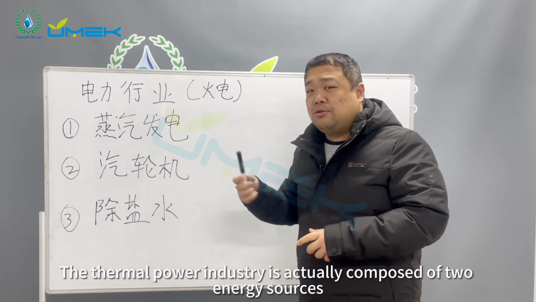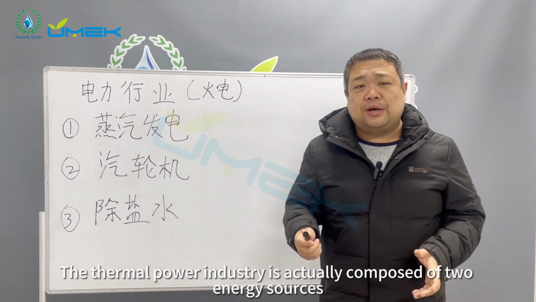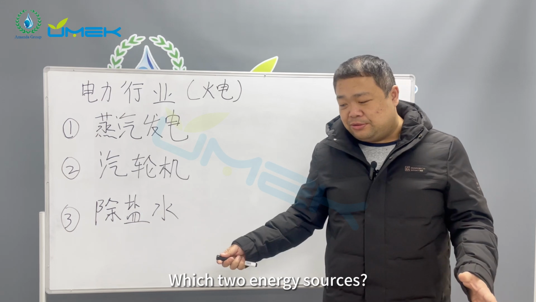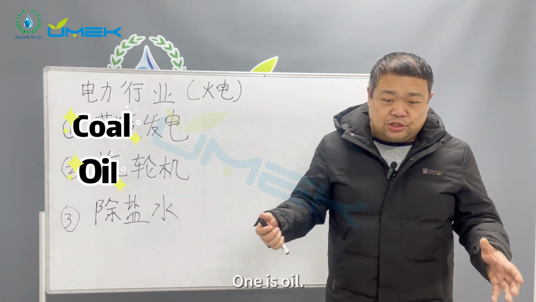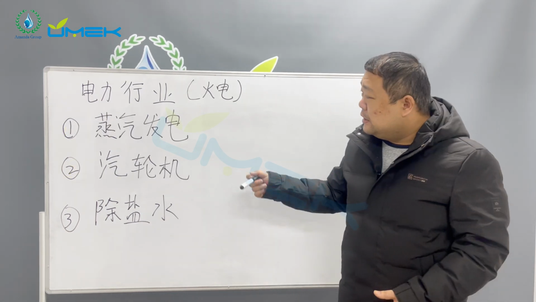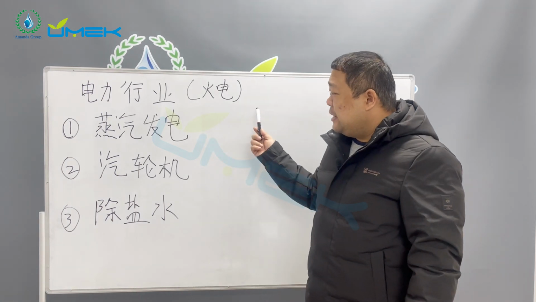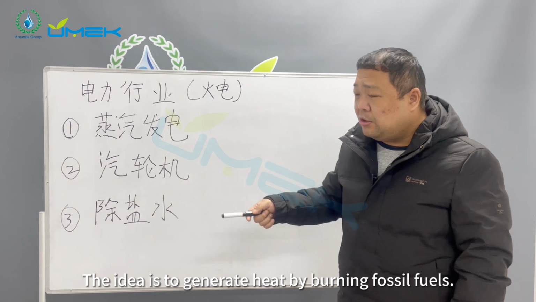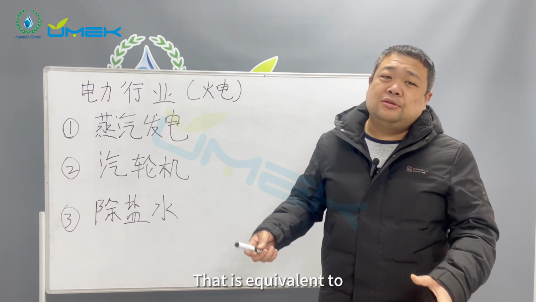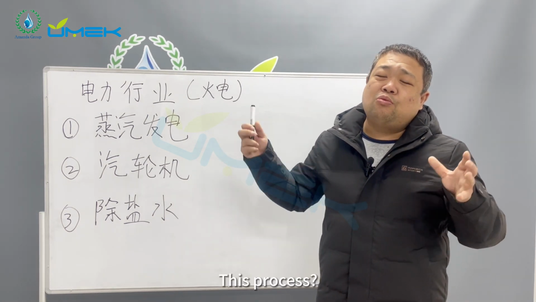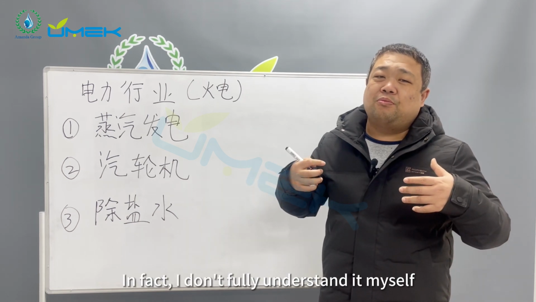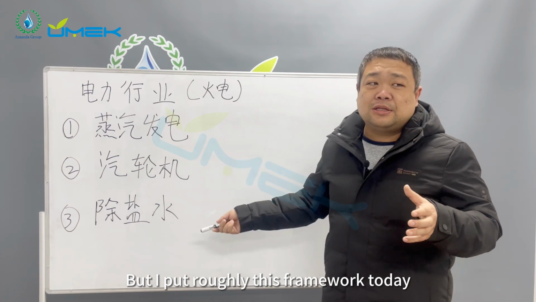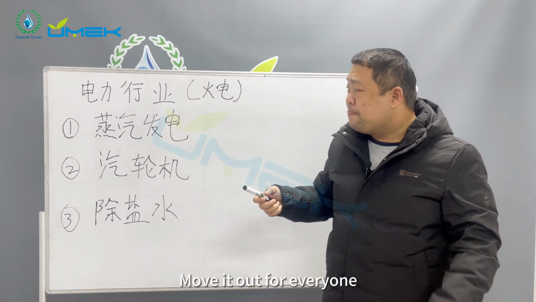Traditionally, the thermal power industry is actually composed of two energy sources. Which two? One is coal, one is oil, and then thermal power. The idea is to generate heat by burning fossil fuels. That is equivalent to this process. In fact, I don't fully understand it myself, but I put roughly this framework together today to show everyone.